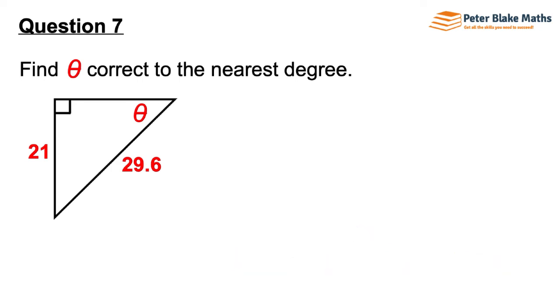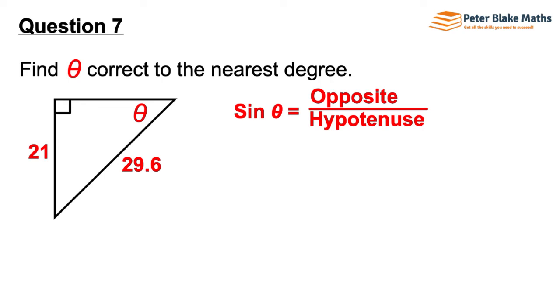Now when we find an angle, we have to remember to press shift at some stage in the question. From the angle of theta there, we have this diagram, and it involves an opposite side where 21 is and a hypotenuse where 29.6 is. So the trigonometry ratio that involves opposite and hypotenuse is sine. So sine theta is equal to opposite, in this case 21, over hypotenuse, which has 29.6 in it at the moment. So sine theta equals 21 over 29.6.